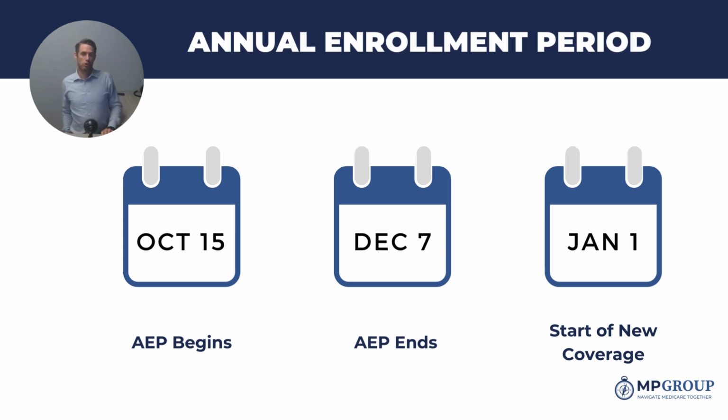Now, annual enrollment, that is October 15th through December 7th every year. This is for folks who are already on Medicare. It's not for Parts A and B. It's for Parts C and D. So you're going to enroll in a new Medicare Advantage plan or a new drug plan. You do that from the 15th of October to the 7th of December. The last enrollment selection that you make during that time will go into effect on January 1st.